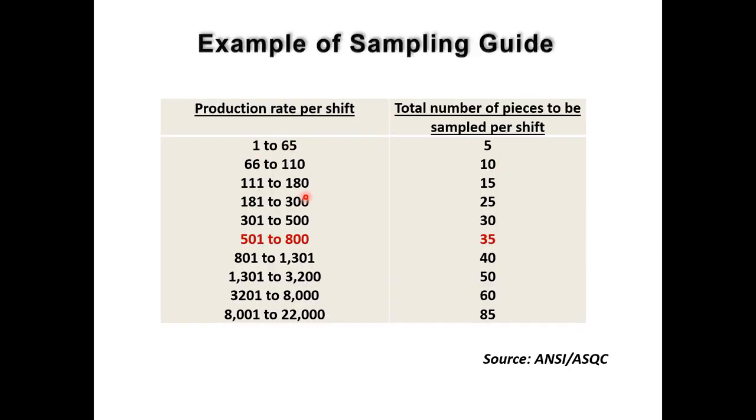So this is an example. Normally, how many samples can you collect from one production shift? This is an example by the American Society for Quality Control. For example, if in one production shift you can produce 500 to 800 items or units, you only need to come up with 35 samples per shift. Again, if your production can produce up to 500 to 800 units, you only need to sample 35 for one production shift.